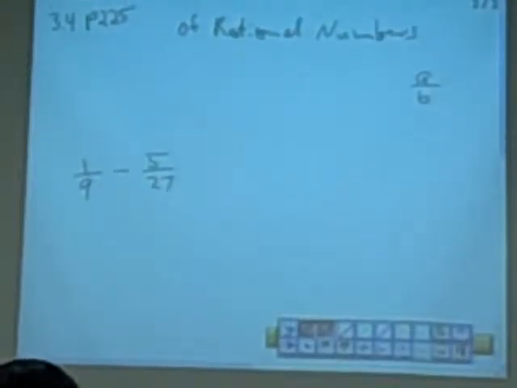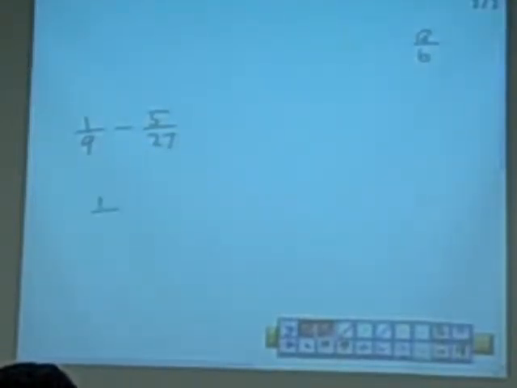Okay, so if we have our first problem, we have 1/9 minus 5/27. Okay, so I'm going to rewrite that down here. Now, just like any fraction, we need to get a common what? Denominator, right? Well, can we multiply 9 times something to give us 27? Yeah, 3, right? Well, we can't just multiply 3 times 9, we have to multiply 3/3 times 1/9.